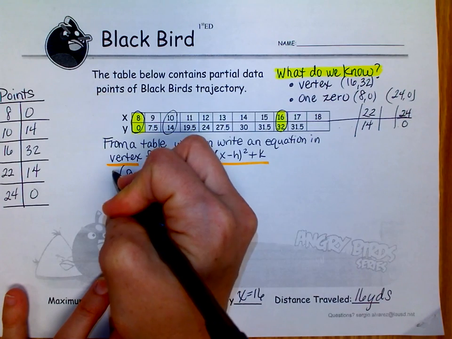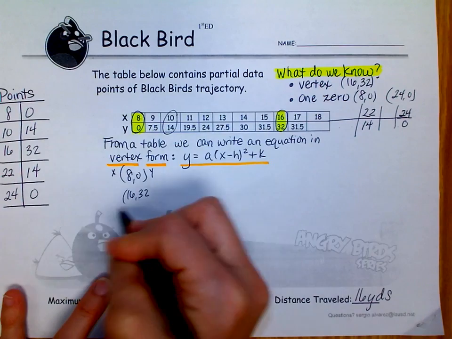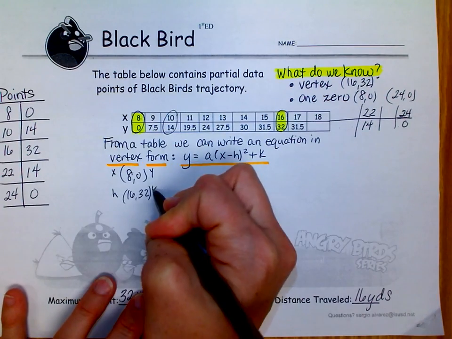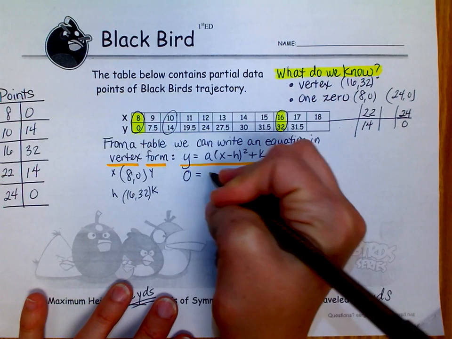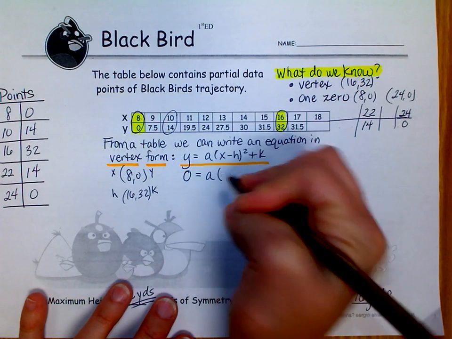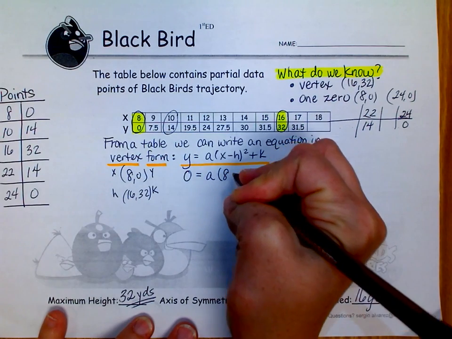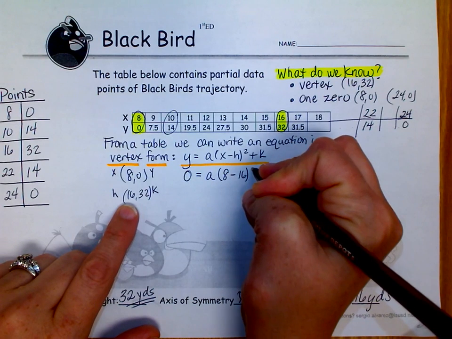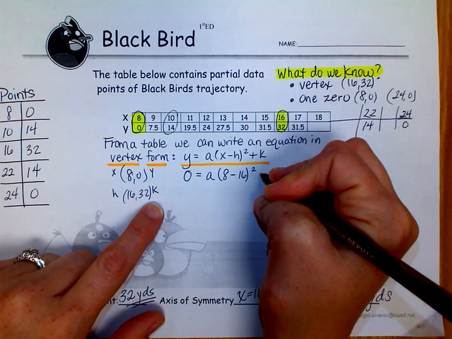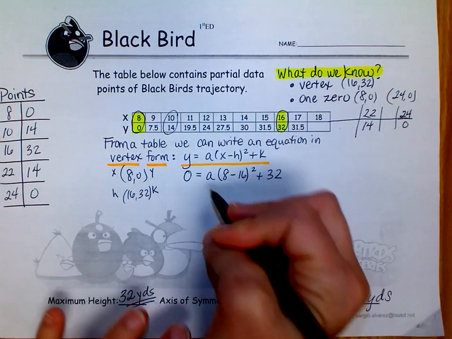We're going to use our 8 and our 0 as our x and our y. And we're going to use our 16 and 32 for our h and k at the vertex. So when you plug those in, we have 0. We do not know the a value. That's what we need in order to be able to write this equation. For our x value, we have 8. Our h is 16, and the k is 32. So we write our equation and we begin to solve it.